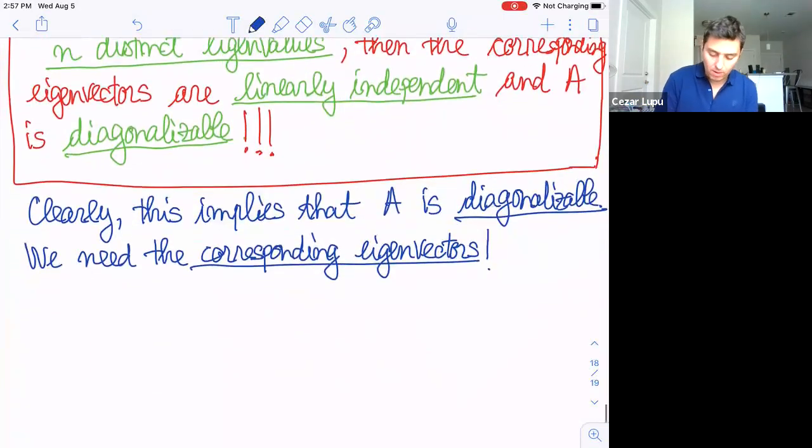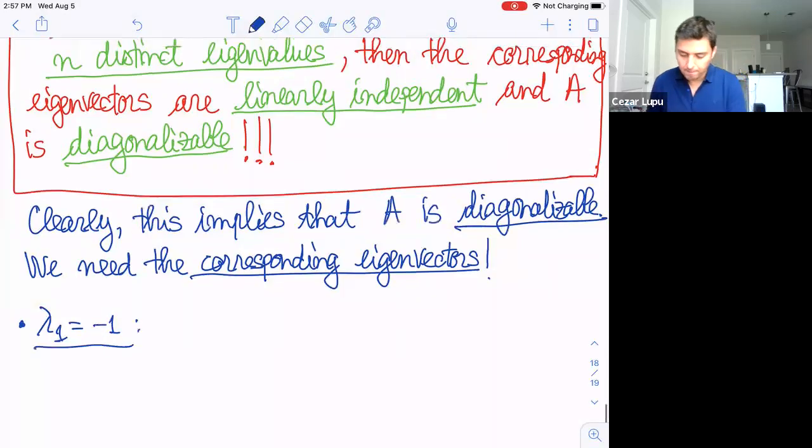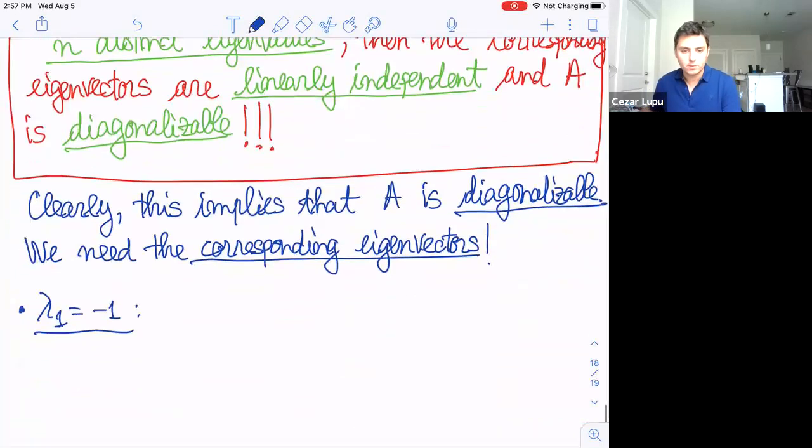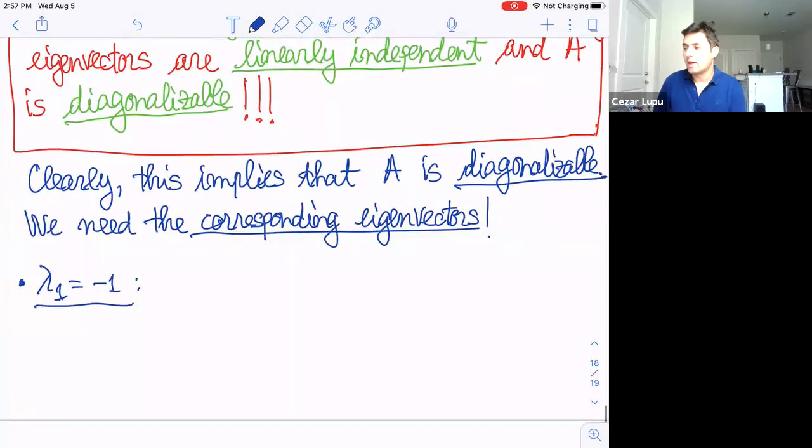Let's see, for lambda 1 equals -1, right? Yes, -1. I think this is what you, yeah, -1 and 5. Okay. Let's see, for lambda 1 equals -1, what do we have?